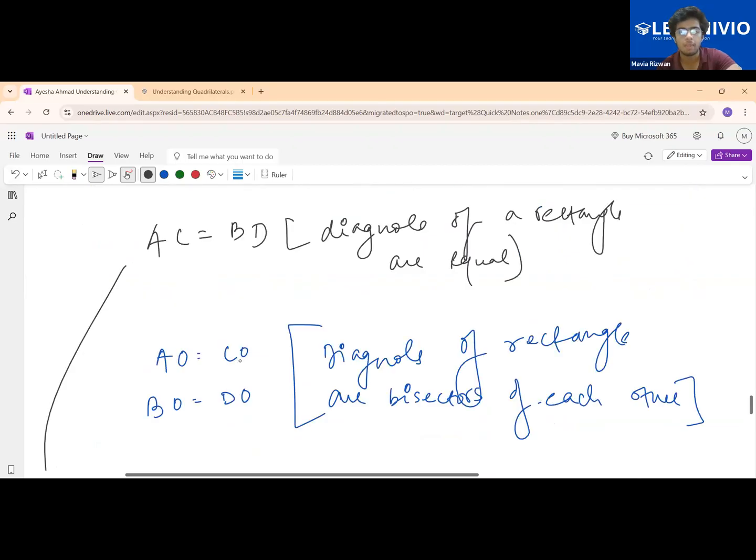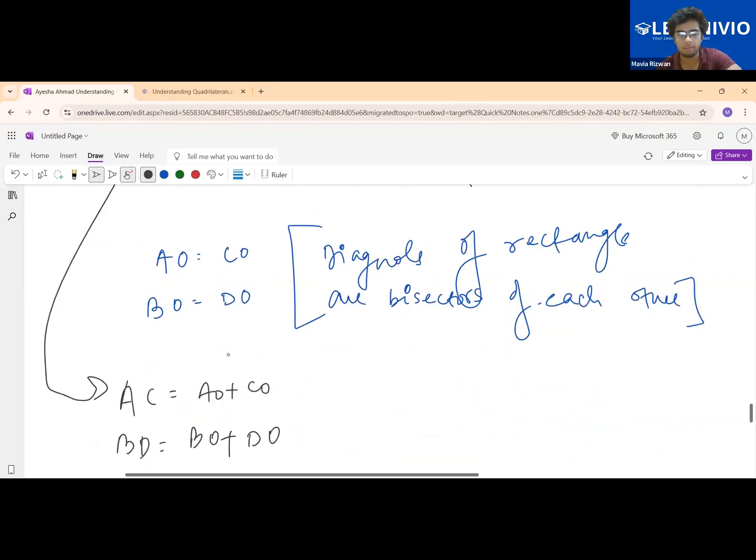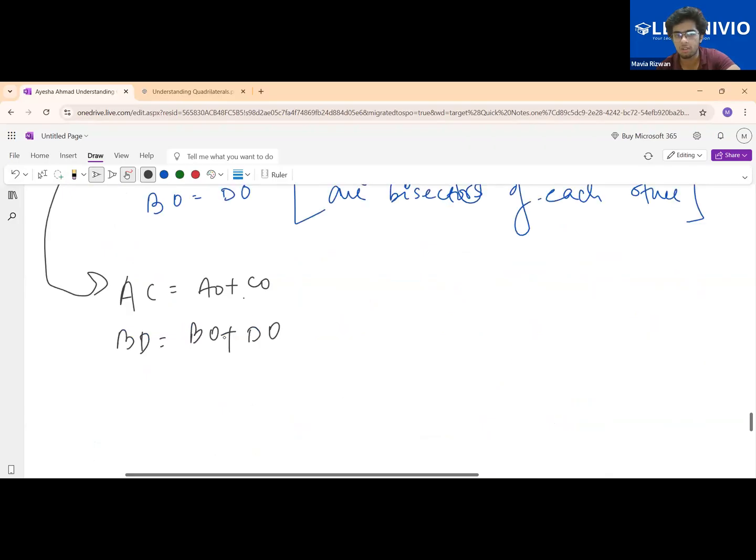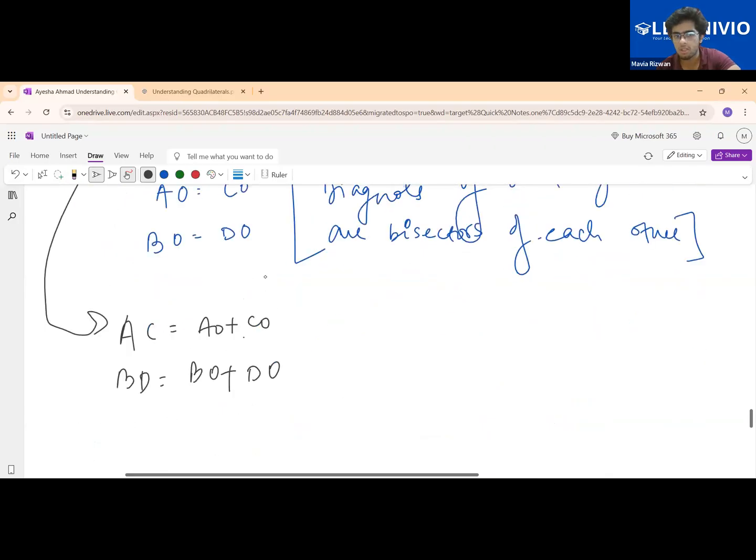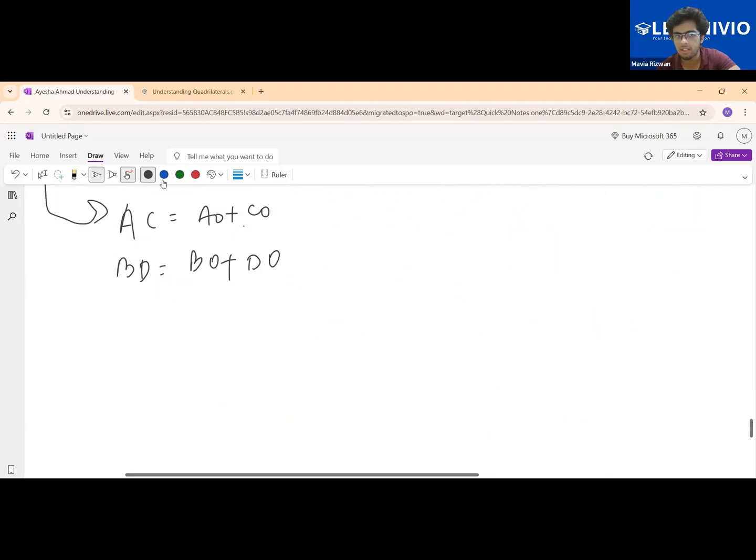Now see, since we know that AO is equal to CO, instead of CO I can write AO again. So this is actually equal to AO plus AO, right? Aisha, is this clear? Instead of CO I am writing AO because they both are equal. And here also BO is equal to DO, so I am writing BO plus BO. Now this is 2AO and this is 2BO.